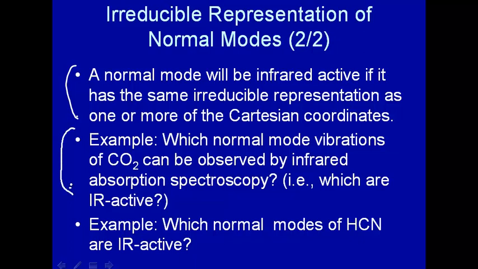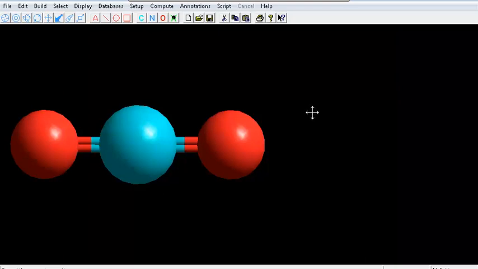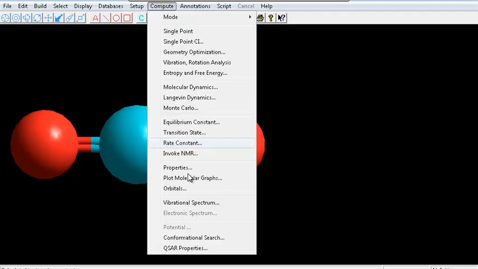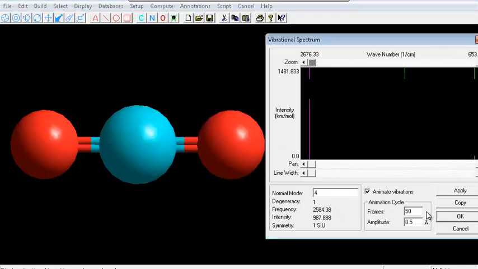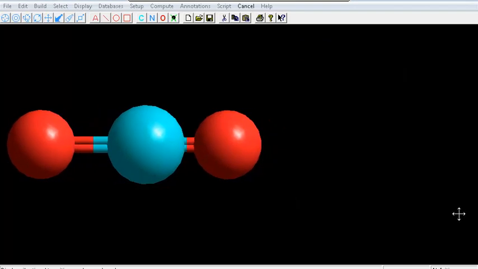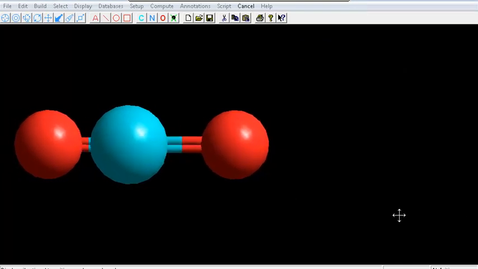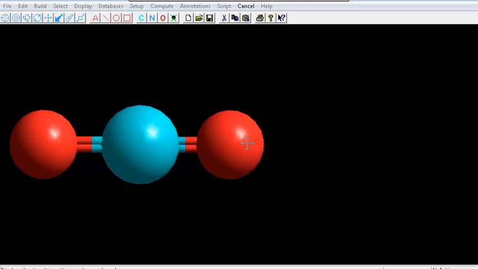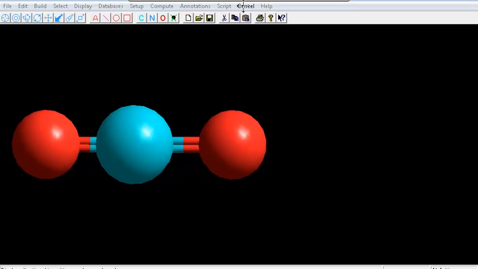Let's do a couple more examples here. Let's look at the normal mode vibrations of carbon dioxide and see which can be observed by infrared absorption spectroscopy. Here I've asked the computational chemistry program to compute the normal modes of carbon dioxide and calculate the vibrational spectrum. Let's just see what we have. So here's one normal mode, and it looks like this is an asymmetric stretch. When one oxygen goes out from the carbon, another oxygen comes in toward the carbon.